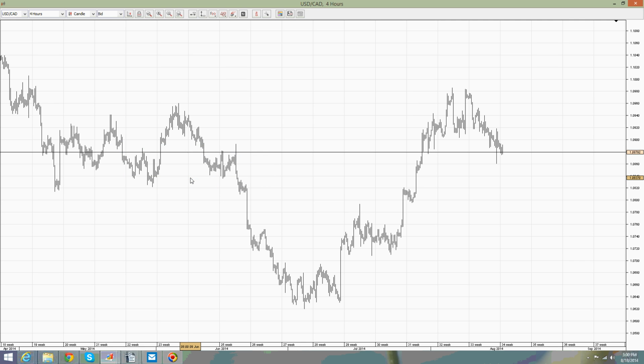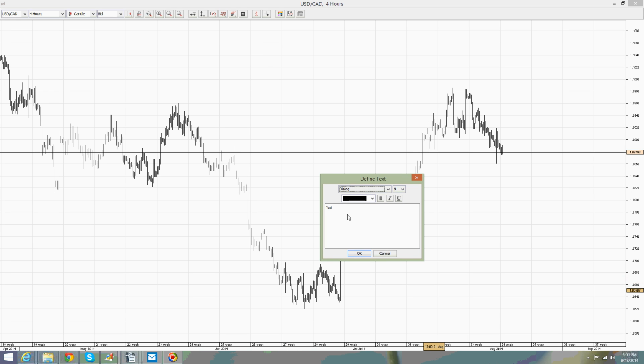Hello there, this is FairBinaryOptions.com, and I am looking at a potential inverse head and shoulder visible on the 4-hour chart on the US dollar and Canadian dollar.